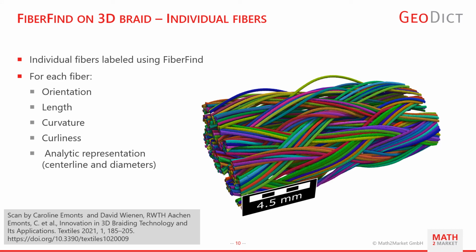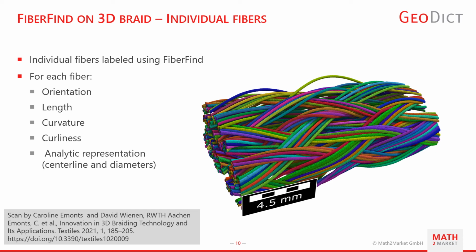Here you can see that we have applied FiberFind to this sample, where now each fiber is labeled with a unique ID. You can see them here on the right, colored in a lot of different colors. And each one should have its own color. Some of them have the same color, but they still have different IDs. That's just a visualization artifact.